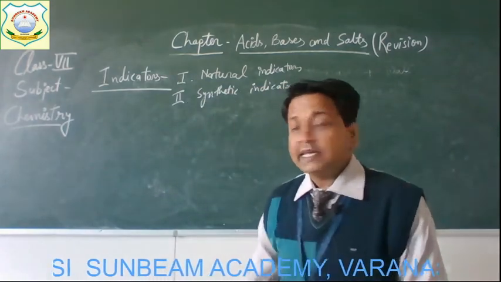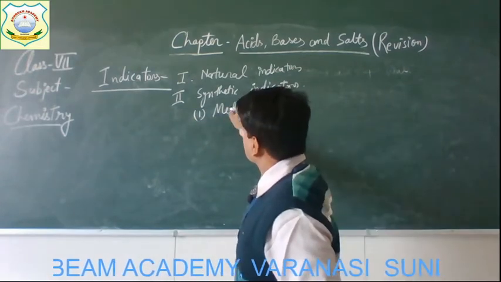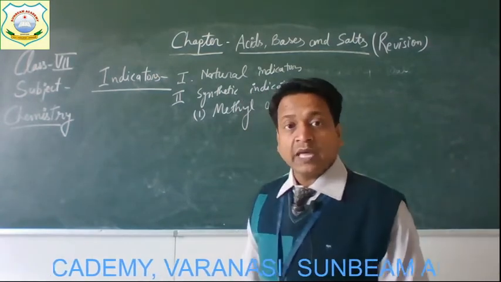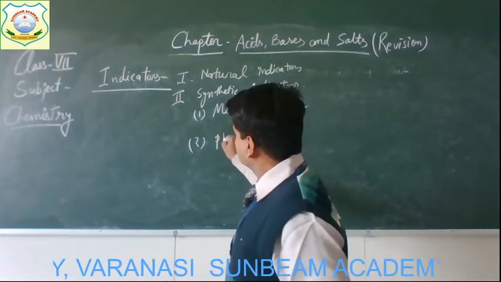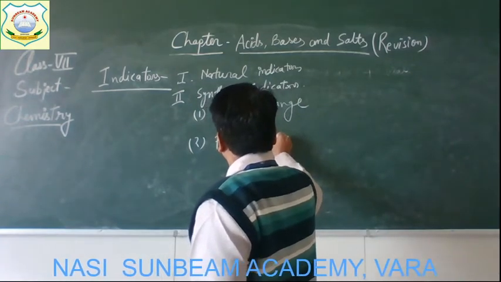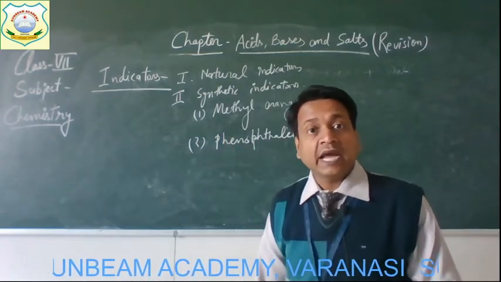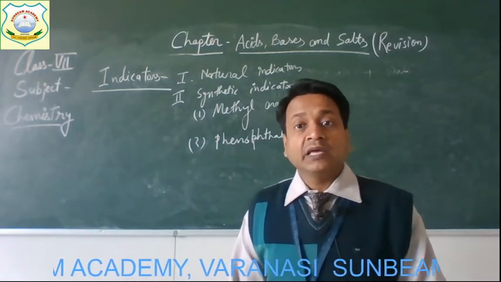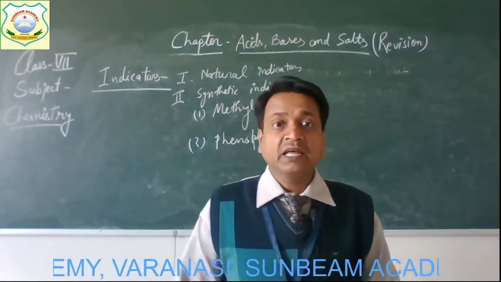And the synthetic indicators are the first one, methyl orange. And the second one is phenolphthalein. Alright. So these are the two synthetic indicators which are also used to find out whether the given substance is an acid or a base, or to test acids and bases.